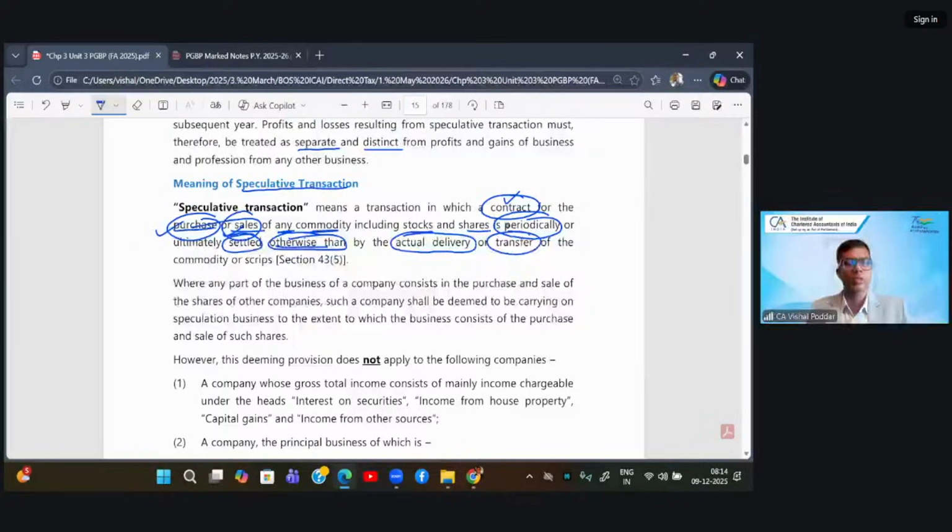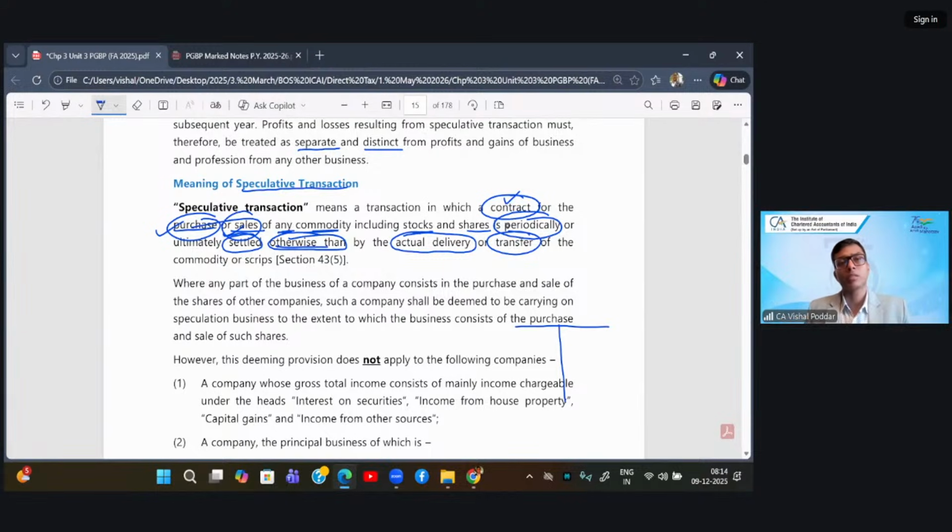Now you'll say, sir, I did not understand. So I'll give you a simple example. The first example I'm giving you is of stock market. And let me clarify, today, this transaction in stock market is now regarded as a regular business because of that specific definition.